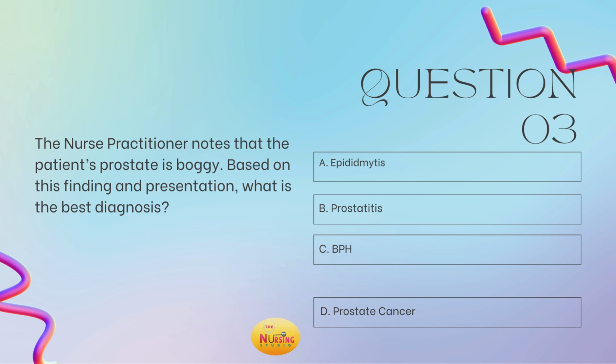Prostatitis, yes, that is your answer. Classic description of prostatitis is a boggy, enlarged prostate, right? So B is your best answer. Prostate cancer, more so, it will be like firm. They may have nodules noted, but for prostatitis, boggy prostatitis, all right?